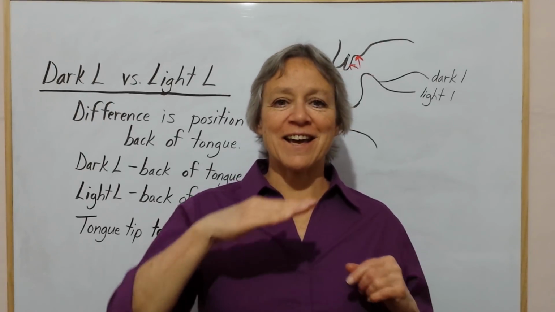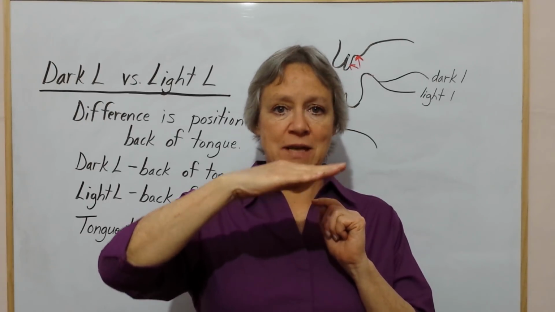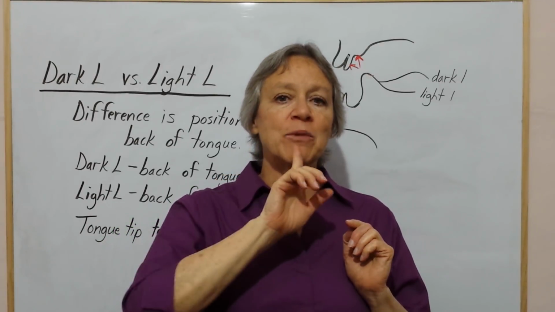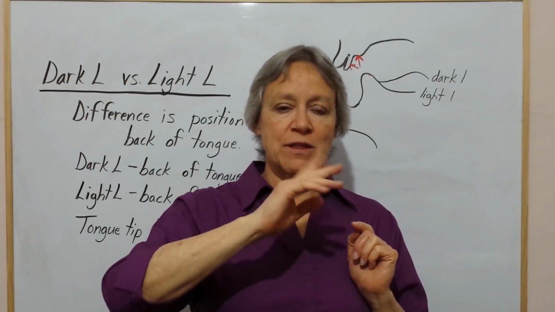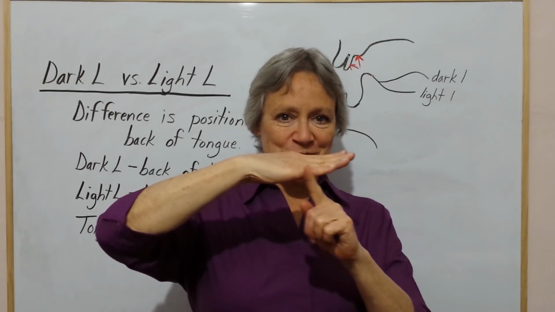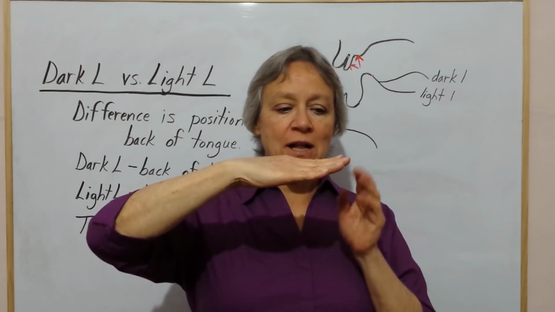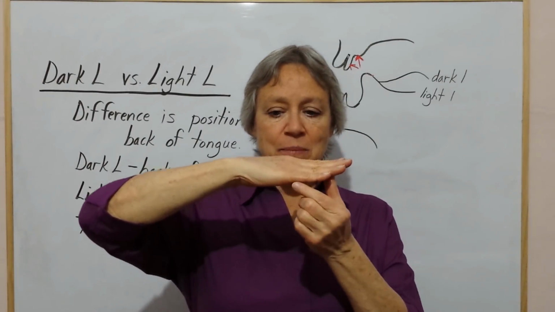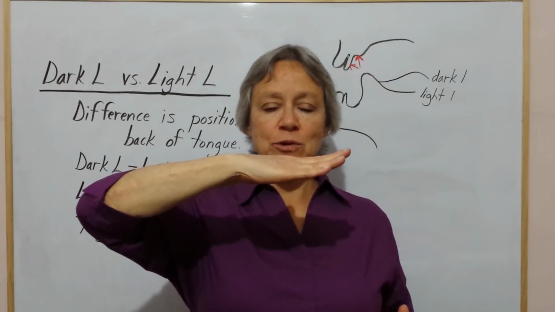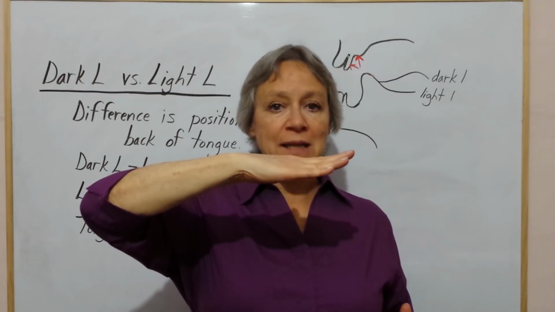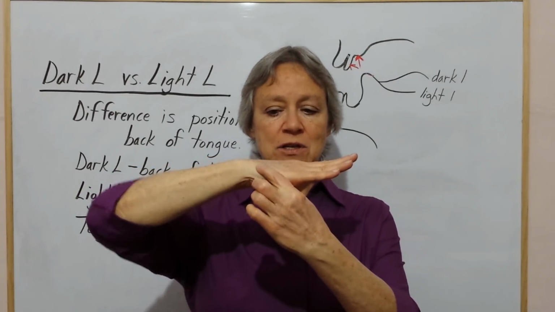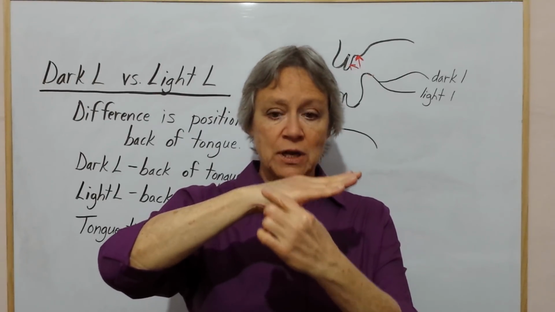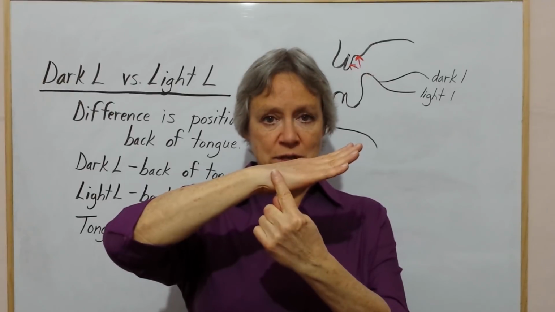I previously said that to make an "ul" sound, we raise the tip of our tongue and we touch the ridge behind our teeth. Well, in a dark L, remember this is my tongue, yes, we're raising the tip, but we're also raising the back of the tongue. So we're doing both. In a light L, the back of the tongue is low in the mouth. So the difference between dark and light is in the position of the back of the tongue.